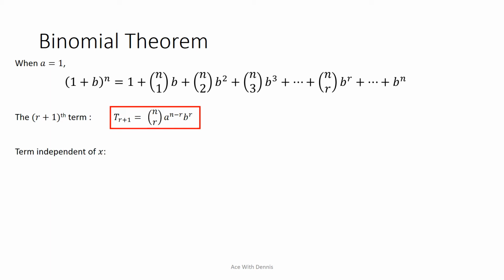Next, if you see a question saying the term independent of x, it means that it is a constant term, which means the power of x is equal to 0.